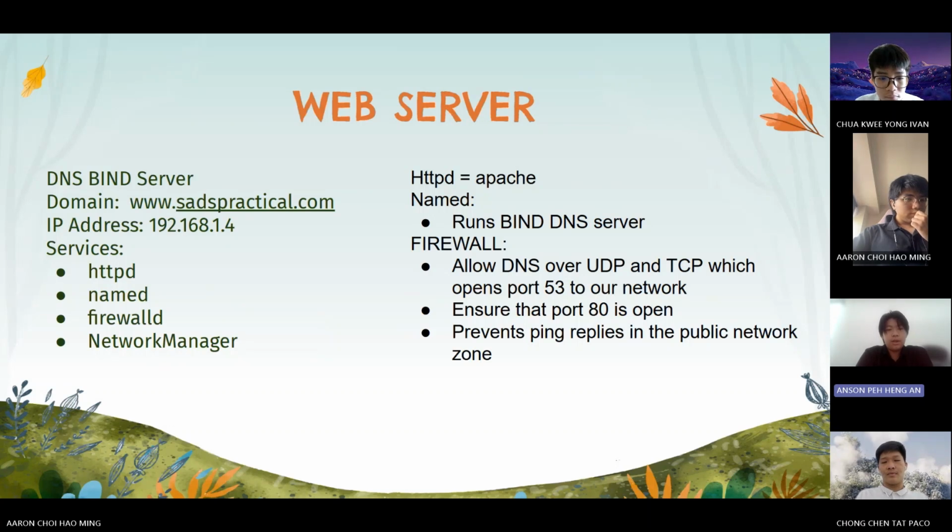192.168.1.4. The services that we'll be using are httpd, which is the same as Apache; named, which runs the BIND DNS server for forward and reverse lookups; and firewalld, which allows DNS over UDP and TCP, which opens port 53 on our network, ensures that port 80 is open, and prevents ping replies in the public network zone; and NetworkManager.